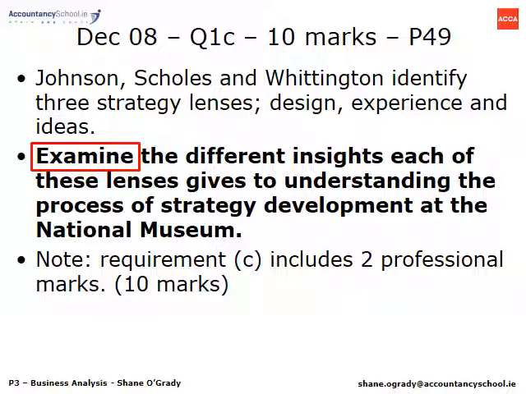So in other words, if the National Museum and the way they develop strategy was put against those 3 different lenses, what would your view be? So for example, which lens was being used in the museum, and maybe which lens should they be using, and why were they not using it, etc. So that's what we look at in a few moments.